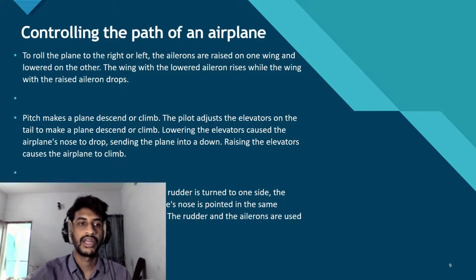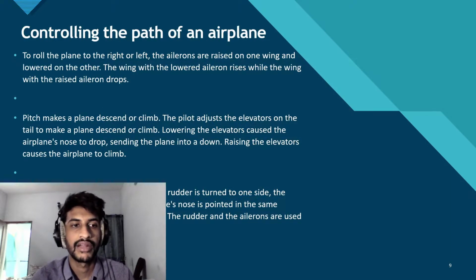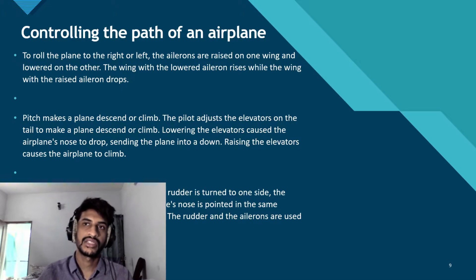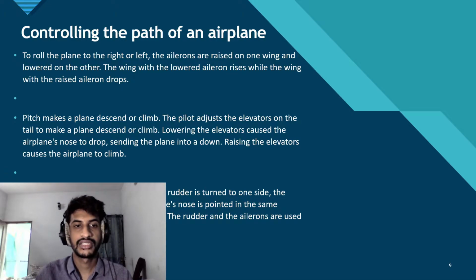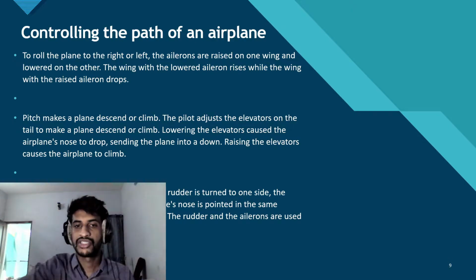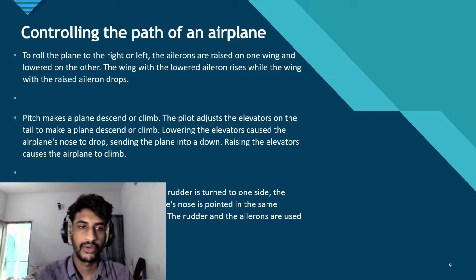Controlling the path of an airplane. To control the path of the airplane, if you want to roll an airplane to the left or the right, the ailerons are engaged. The ailerons are raised on one side of the wing and lowered on the other side. This creates a roll through which the airplane can maneuver.